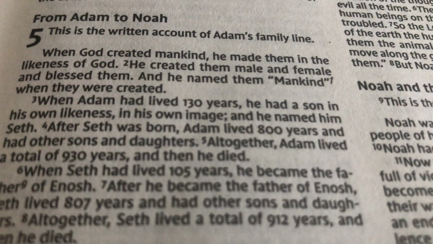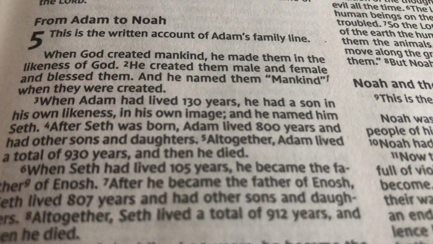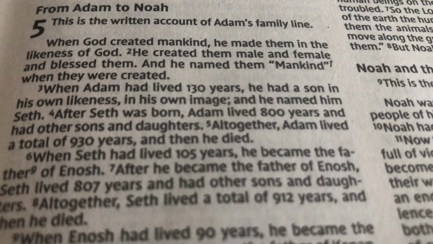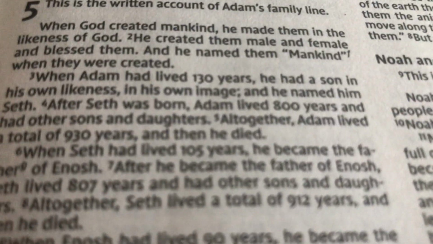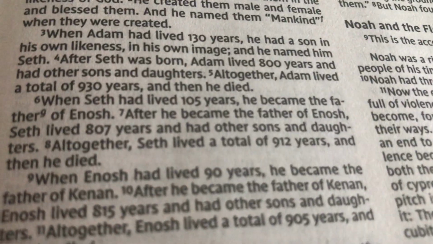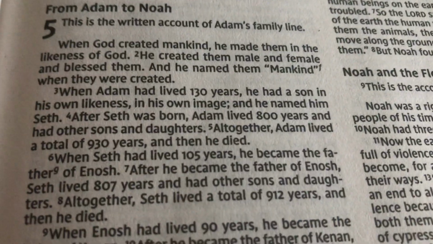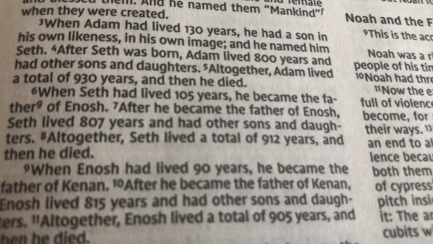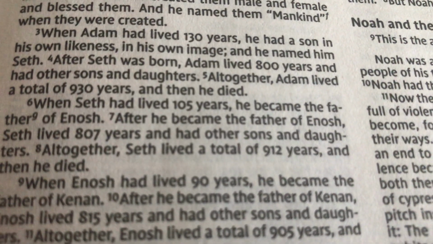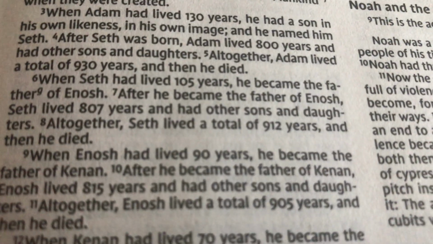After Seth was born, Adam lived 800 years and had sons and daughters. Altogether Adam lived a total of 930 years, and then he died. He could have lived 1,000, but that's okay. When Seth had lived 105 years, he became the father of Enosh. After he became the father of Enosh, Seth lived 807 years and had other sons and daughters. Altogether, Seth lived a total of 912 years, and then he died.